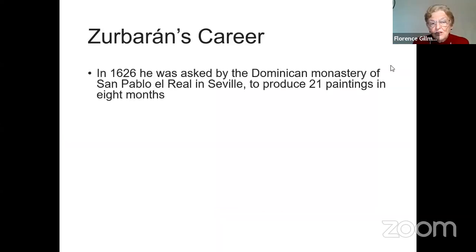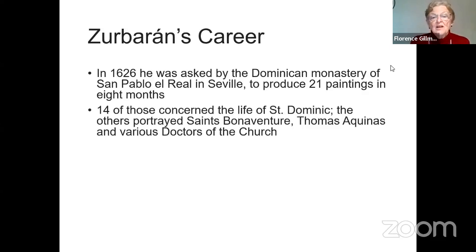Let's survey his career a little bit rather quickly. In Seville, the Dominican monastery of San Pablo el Real asked him at one point to paint 21 paintings, and they wanted them in 8 months. And they wanted them of various saints. So as you can see, 14 were of St. Dominic, and the others included St. Bonaventure, Thomas Aquinas, and various doctors of the church.